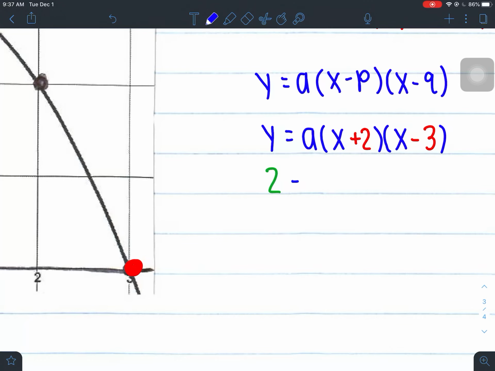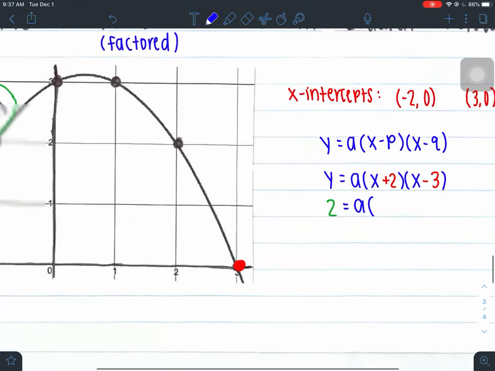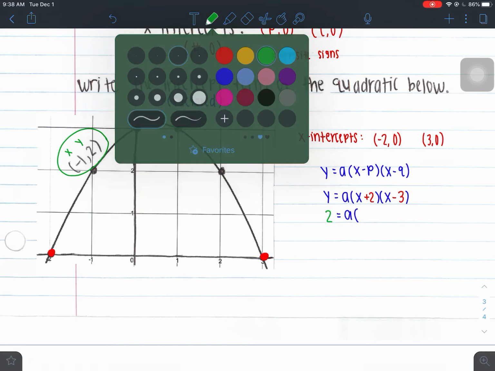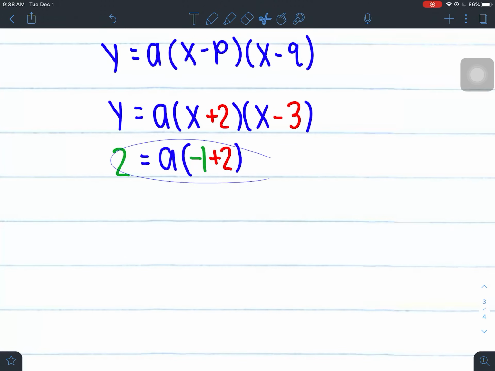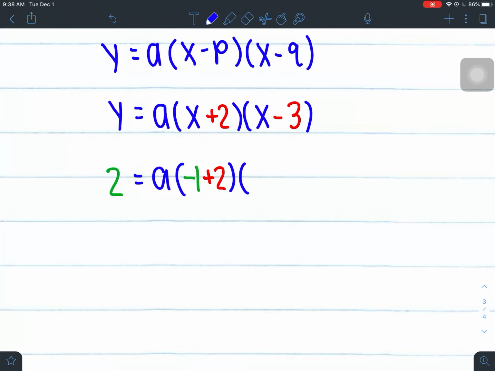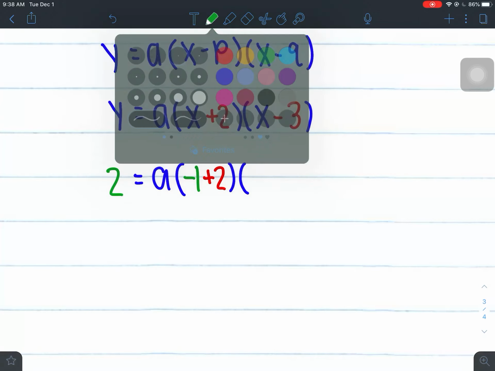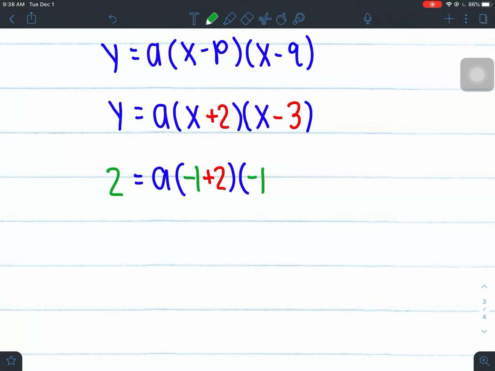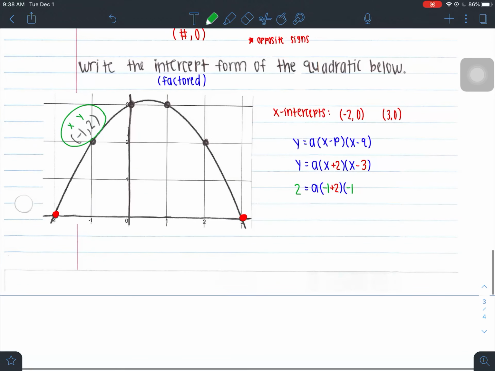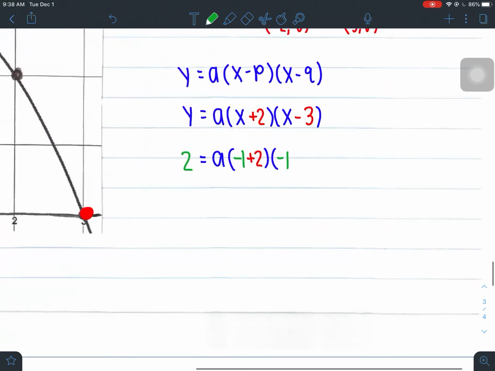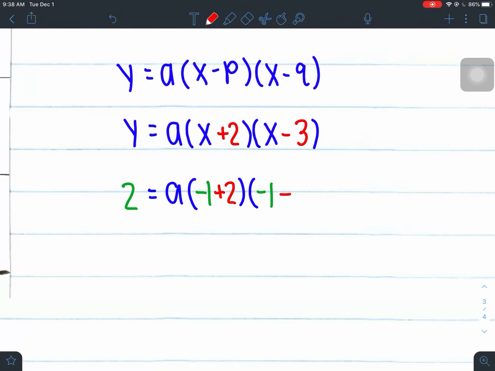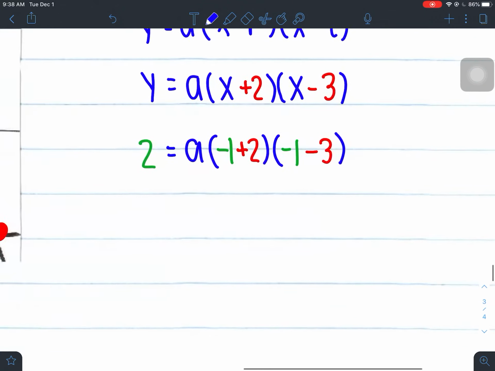So y here is going to be 2 equals, again, I don't know what a is. I'm solving for it. And then for x, I'm going to plug in -1 and then +2. I'm going to drag that out a little bit. And then I have another x. So again, x is still going to be -1. So anywhere you see an x, you're going to plug in -1. Anywhere you see a y, you're going to plug in a 2 because that's the point that they gave us. Now, they could have given us any of these 3 points as well. So it's just a point that they decide to give you. And then -1, and then close your parentheses here.